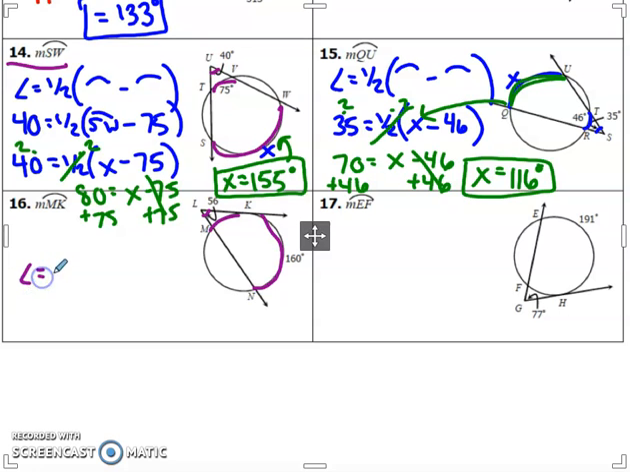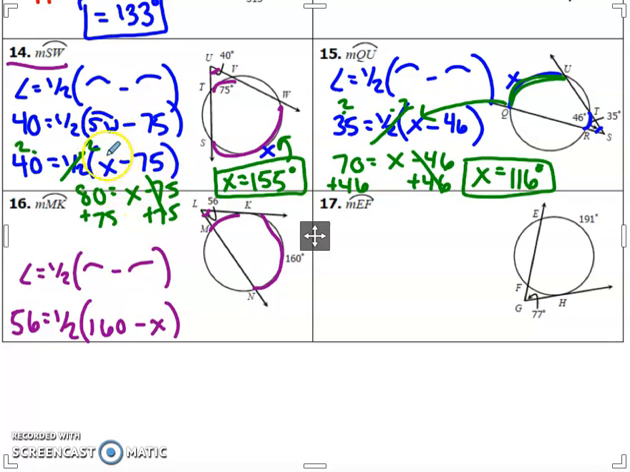So my angle is going to equal half of your arc, take away your arc. So my angle is 56 is equal to half. Now you got to do your big arc first. So 160 take away your smaller arc, which I do not know. Okay, so in this case, x was positive up here, x is just negative down here. Again, same way of solving it, of timesing by 2 on both sides. If you double 56, you get 112, is equal to 160 take away x.